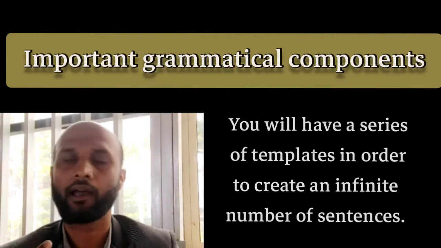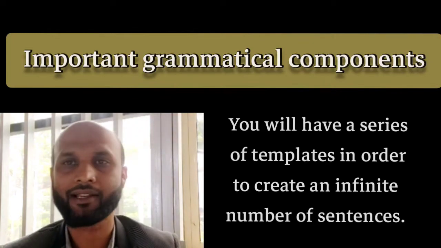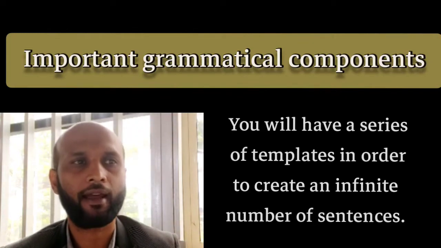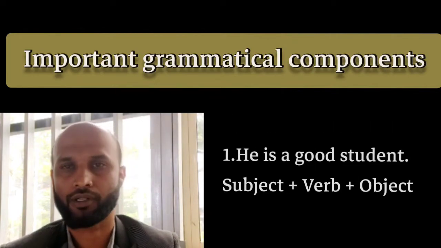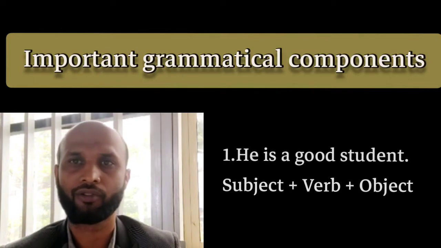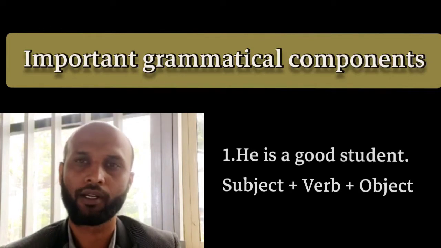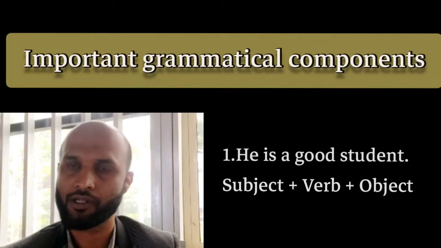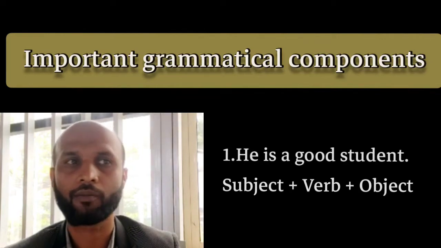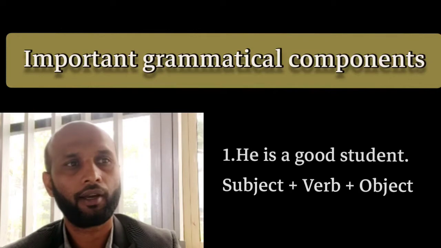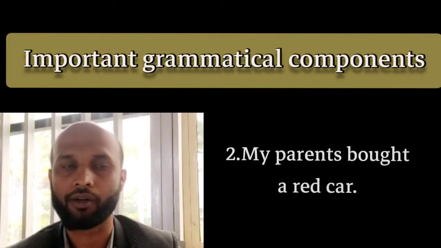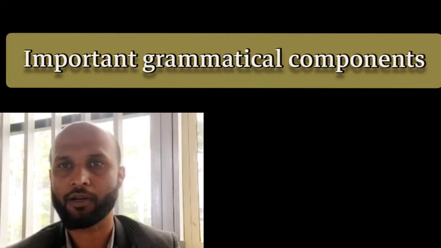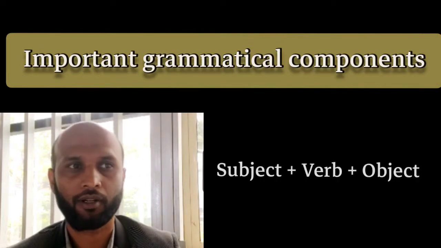Have a look at the next examples, which all have the same sentence structure. He's a good student. Well, in this sentence, you see there are three main components. One is the subject, another one is a verb, and an object. And let's look at the other example. My parents bought a red car. Again, you see the same thing, subject plus verb plus object.